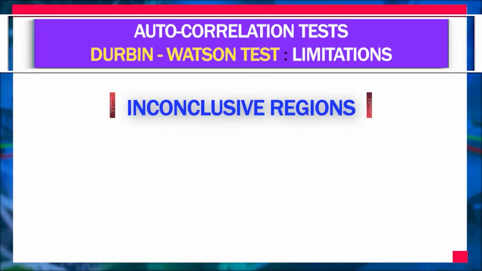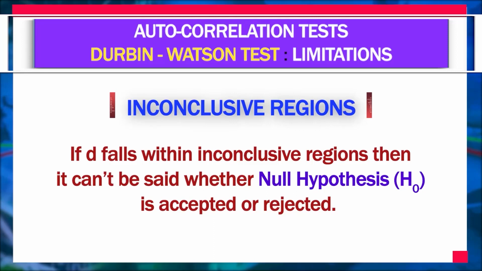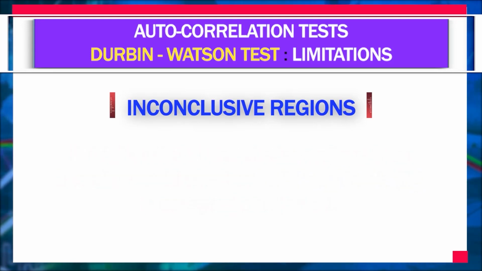Based on this, the Durbin-Watson test is one of the popular, strong tests, and based on the values of the D statistic, it can confirm the presence or the absence of the problem. However, this test has certain limitations. One of the most important limitations is that the regions are inconclusive. If the D statistic falls within that region, then Durbin-Watson will not be able to say whether the null hypothesis is accepted or rejected. So this calls for another methodology.